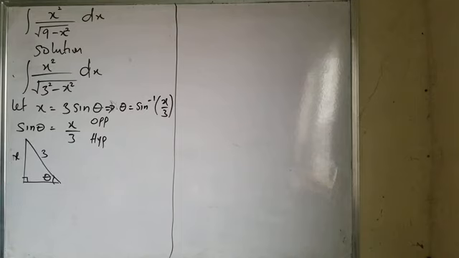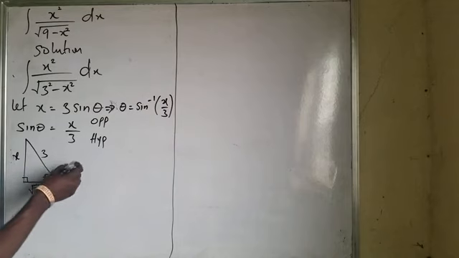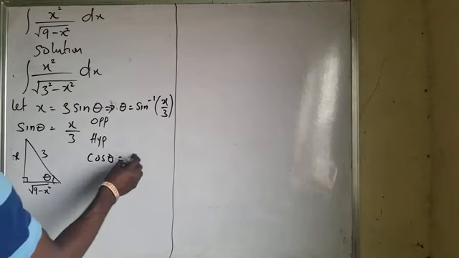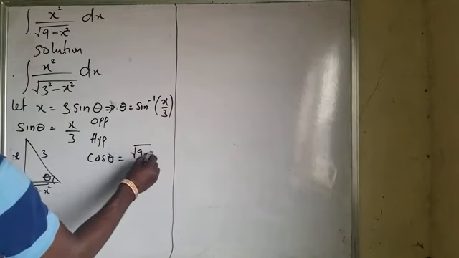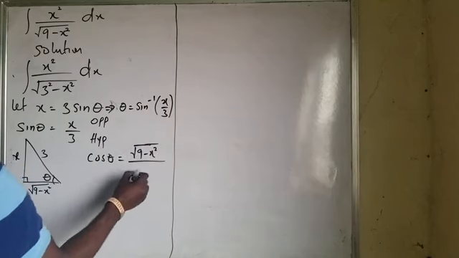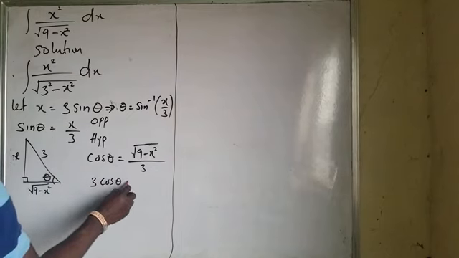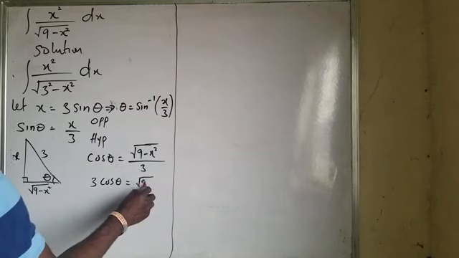With what is on the ground, with the help of the Pythagorean theorem, I will be having here the root of 9 minus x squared. Now, don't forget, if I'm talking about cos theta, cos theta will be equal to adjacent over hypotenuse. It means root of 9 minus x squared all over 3. So I can easily say that 3 cos theta equals the root of 9 minus x squared.